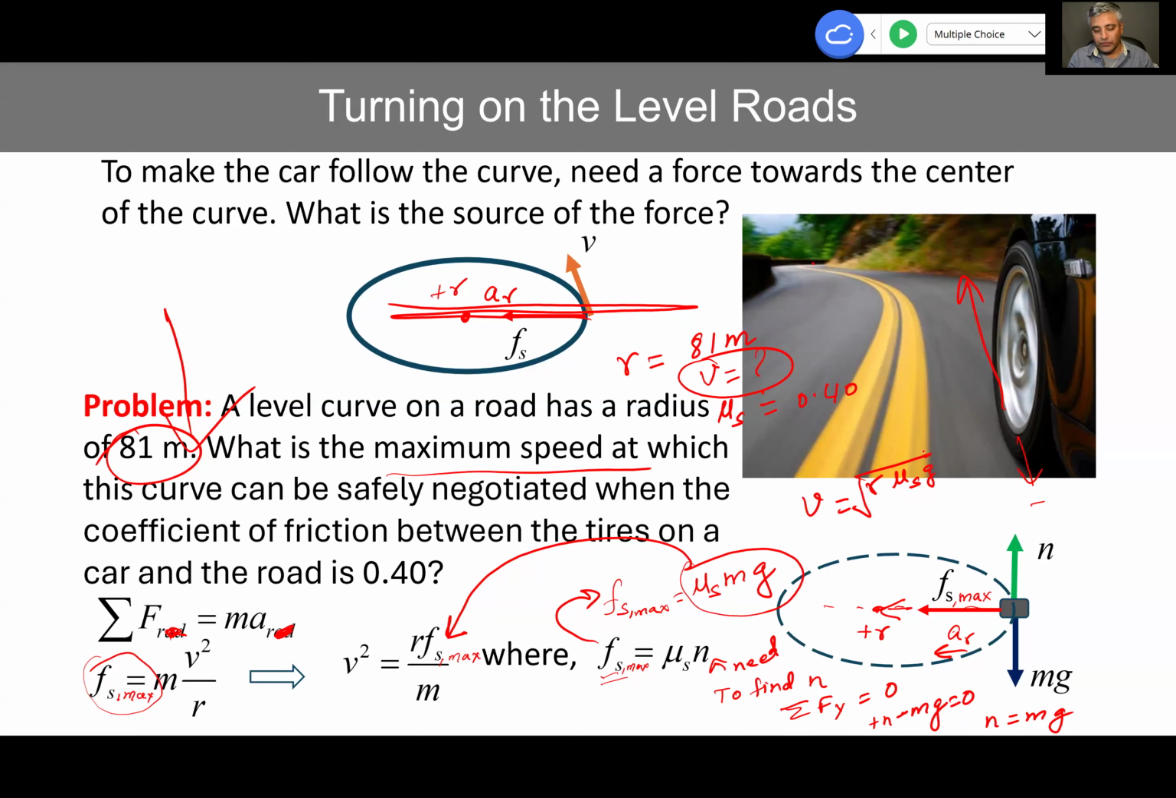And we know the radius, we know the friction coefficient, and we know g. g near the Earth's surface is always 9.8.